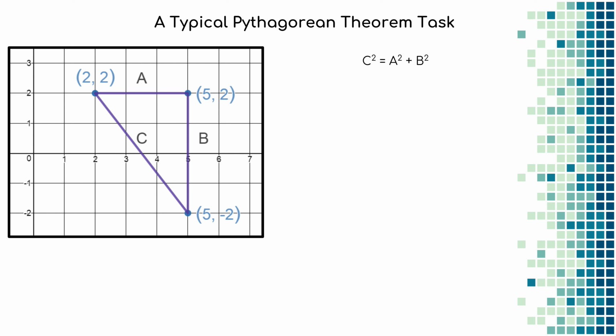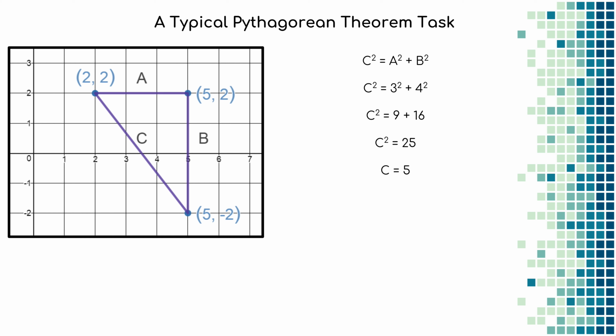So we're going to start with the fact that c squared is equal to a squared plus b squared. The length of A is just 3 units. The length of B is 4 units. So c squared is equal to 3 squared plus 4 squared. C squared is equal to 9 plus 16. C squared is 25. And C is 5.